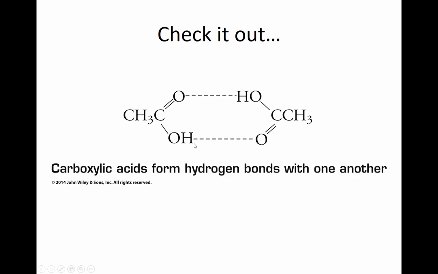What you should also know about carboxylic acids is that they can form hydrogen bonds with one another. In fact, one part of the molecule can be a hydrogen bond donor, where the OH is, and one part can be the hydrogen bond acceptor, this double bond O here. And we can see two hydrogen bonds made by these two acetic acid molecules.